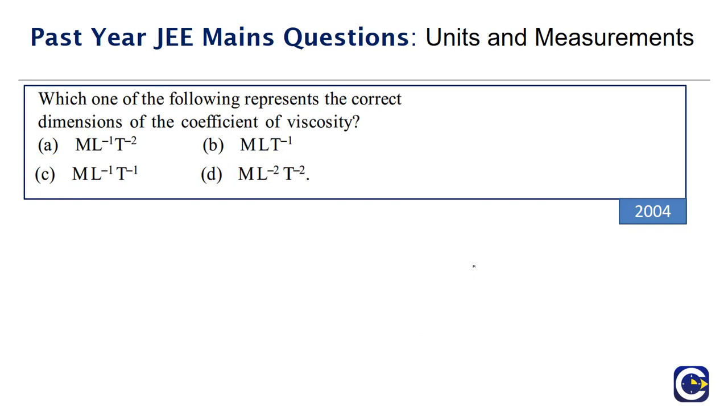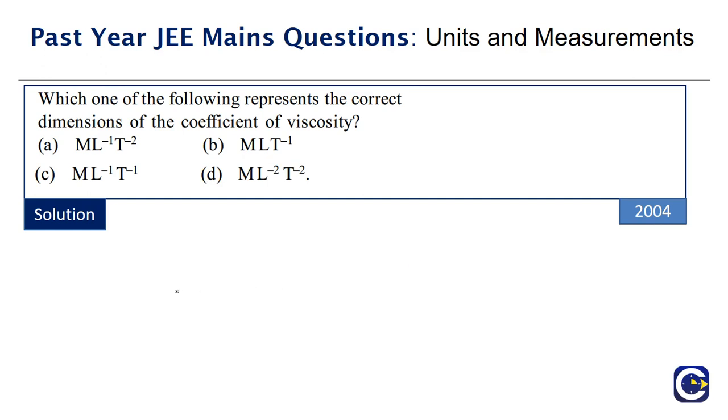This is a question that has come in 2004, where we have to find out which of the following represents the correct dimensions of coefficient of viscosity. Now, not very often we'll get such straight questions where we'll have to find out the dimensions of the physical quantities that we use. So as I've been mentioning before, when we need to find the dimensional formula of a physical quantity, we need to look at the most appropriate formula by which we can find the dimensional terms.